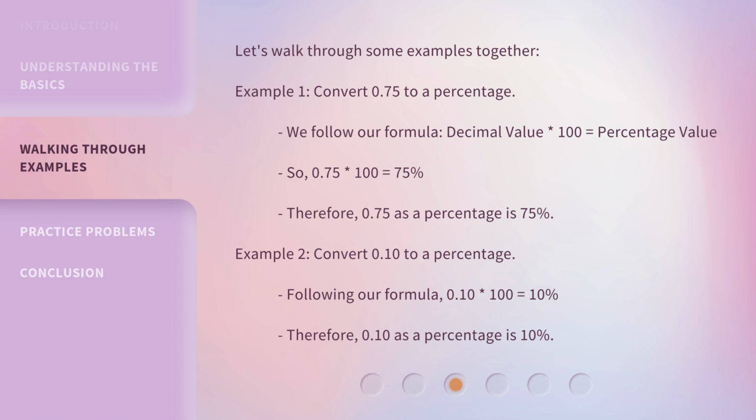Example 2. Convert 0.10 to a percentage. Following our formula, 0.10 times 100 equals 10%. Therefore, 0.10 as a percentage is 10%.